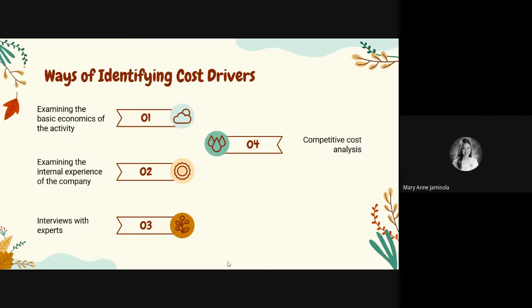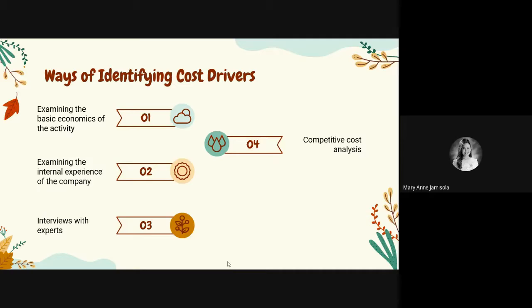Also, cost levels at different scales of output in the past periods may throw some light on economies. If a company sells in several geographic regions or manufactures in several plants, differences among cost levels in these situations can help to explain cost drivers.